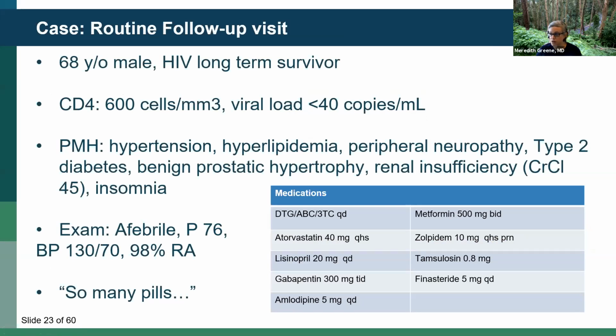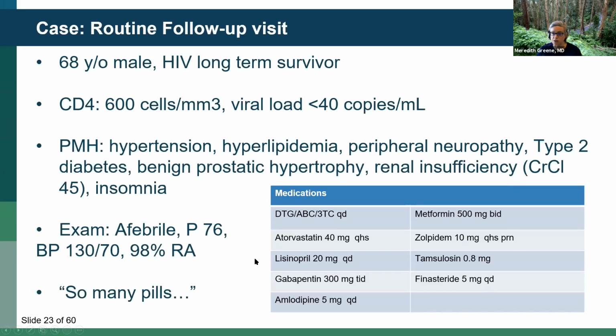So I wanted to introduce a case, and we're going to use this case throughout the rest of the talk. So this is a 68-year-old male who identifies as an HIV long-term survivor. You can see a CD4 count within the 600s. He had had an undetectable viral load for many years. You can see he had multiple other problems, including hypertension, hyperlipidemia, neuropathy, diabetes. He has an enlarged prostate and some renal insufficiency. You can see all of his medications and their doses are listed here.